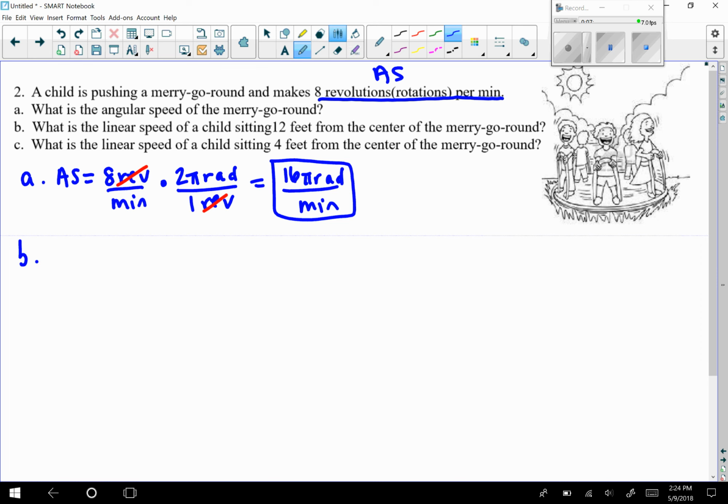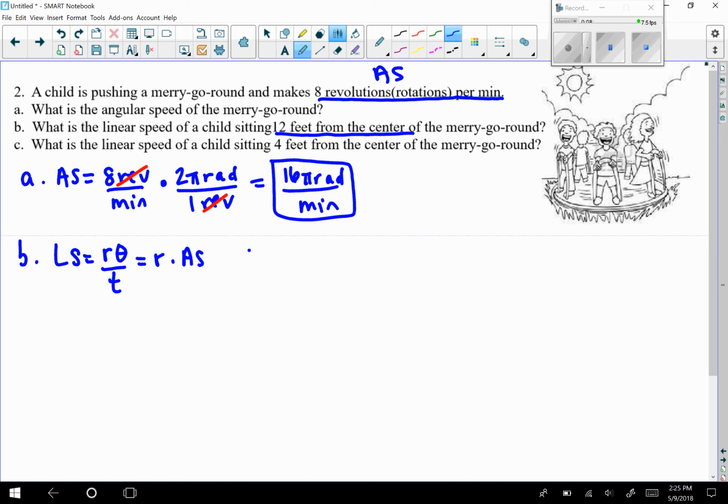So then for B, the next question says, what is the linear speed of a child sitting 12 feet from the center of the merry-go-round? So the 12 feet from the center means that is going to be our radius. So remember that the linear speed is equal to our arc length, our theta over time. And remember that theta over time is really just your angular speed, which we just did. So really we have r times our angular speed. So we know our angular speed, we just did is 16 pi radians per minute. So we need to then multiply this by our radius, which is 12 feet from the center.